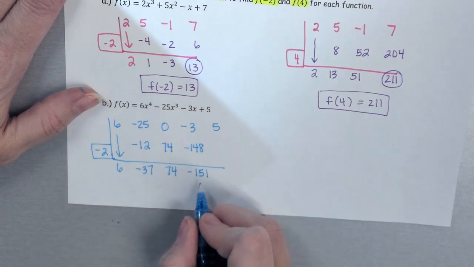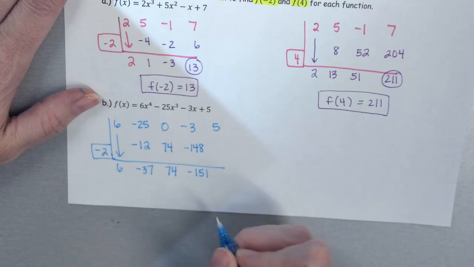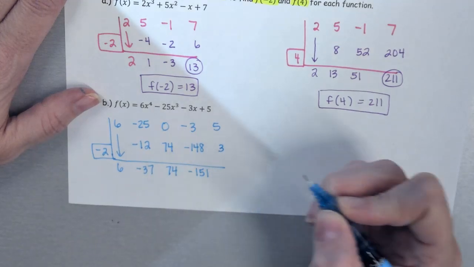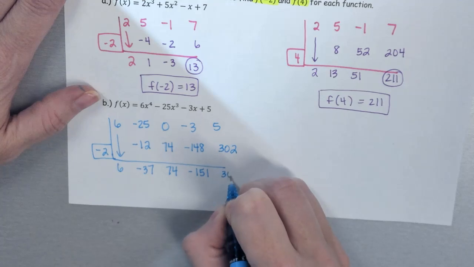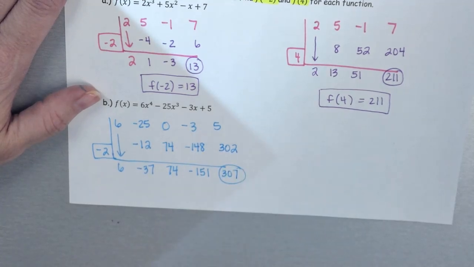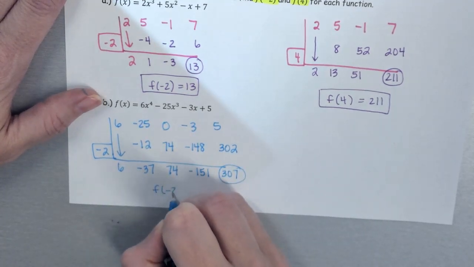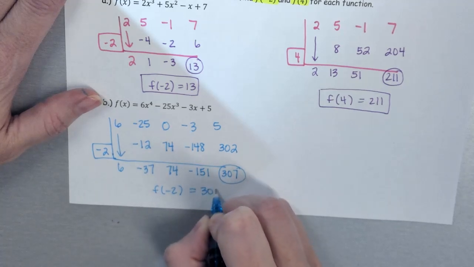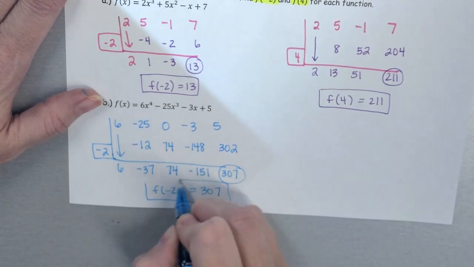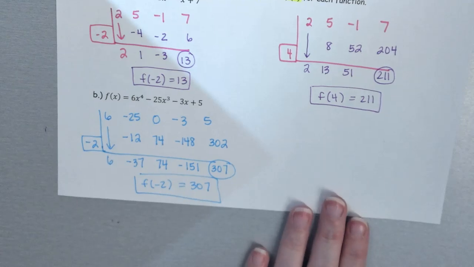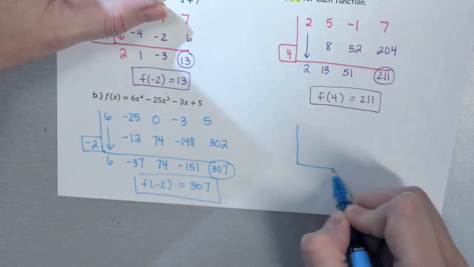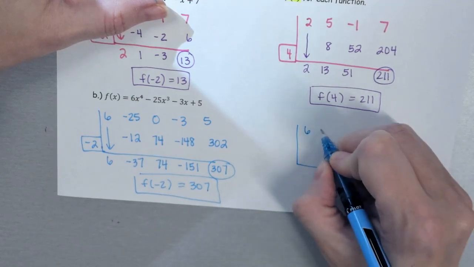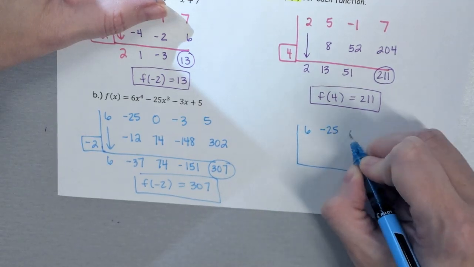And then if you double 150, do you know what you get? 300, yep. And then so if you double 1, you get 2, so 302. Okay, so f of -2 is equal to 307. Now, when you set up the second one, you already know what the coefficients are.